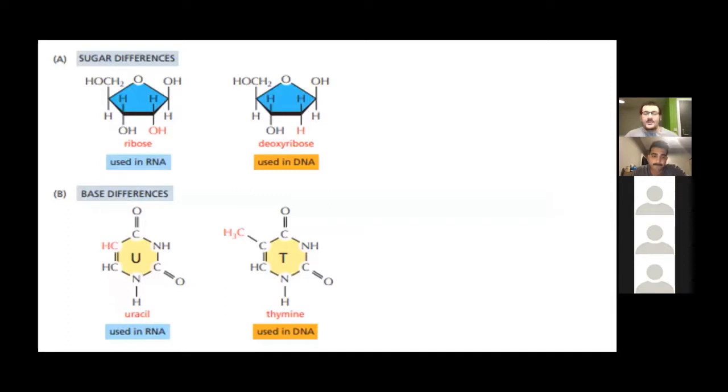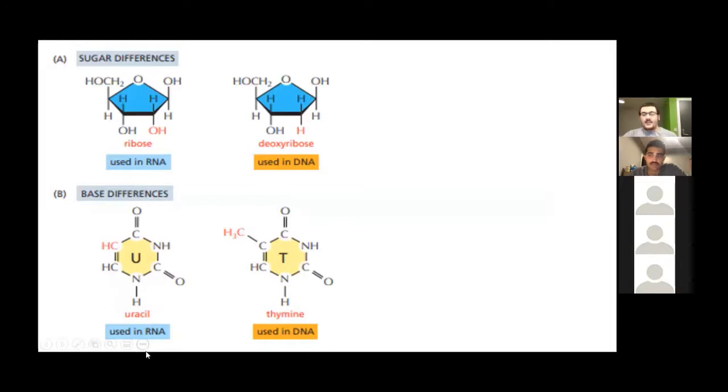Now about sugar differences, I just put this in to show you the difference. In the ribose, you have two hydroxyl groups here. In the deoxyribose, only one. The other one is a hydrogen atom.